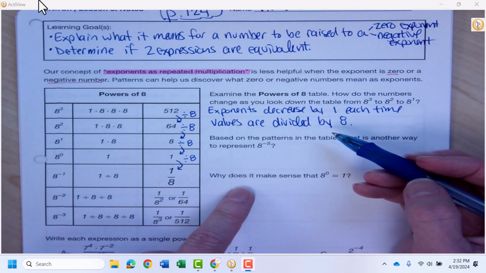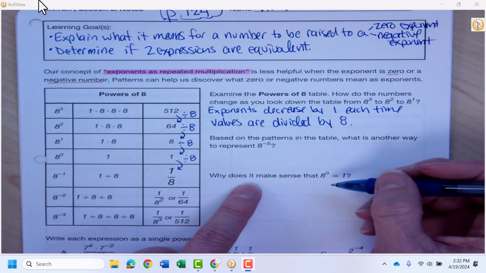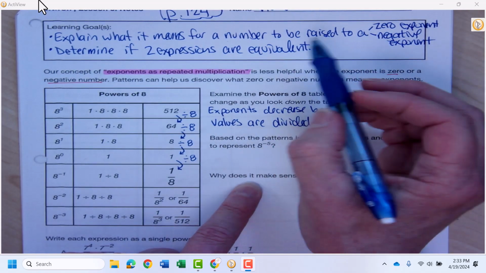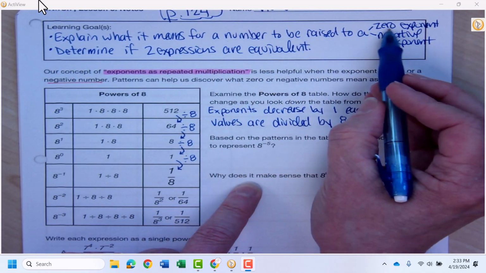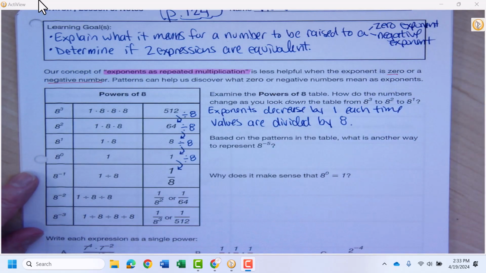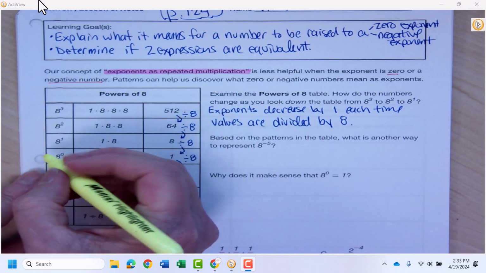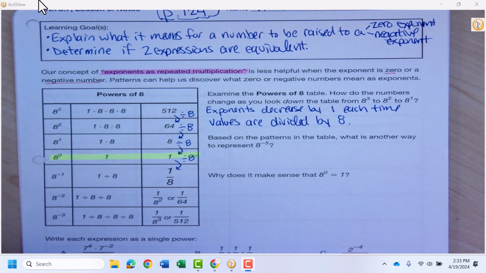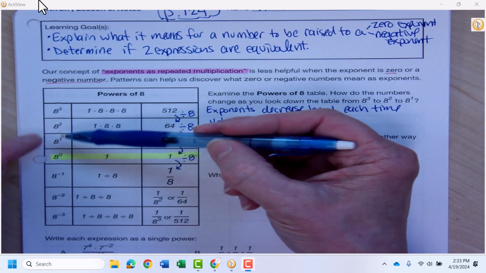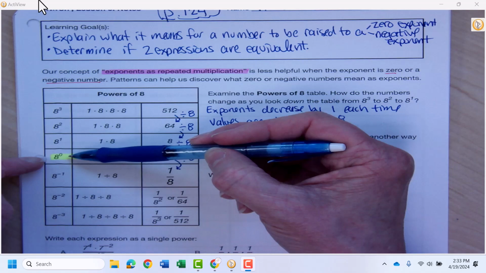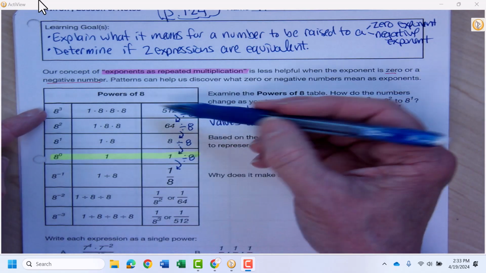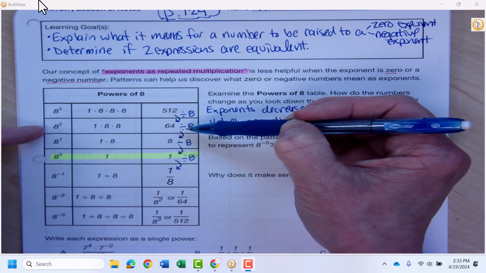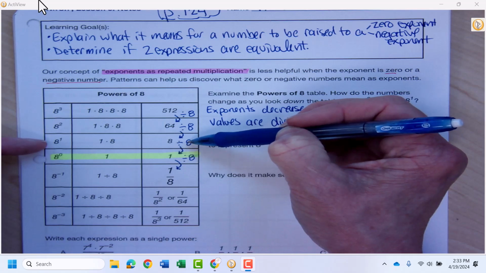I want to skip around just a little bit because I'm going to start with what I feel is the easier of the two rules that we're looking at today. The first rule is to explain what it means for a number to be raised to a zero exponent. So let's focus in on this row. We'll go below that in just a moment. But 8 to the third, 8 to the second, 8 to the first, 8 to the 0 power. What happens if 8 to the third power is 512, and I keep dividing that by 8 to get to the next power down?